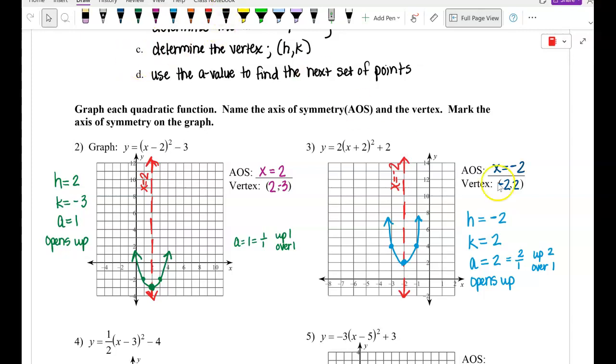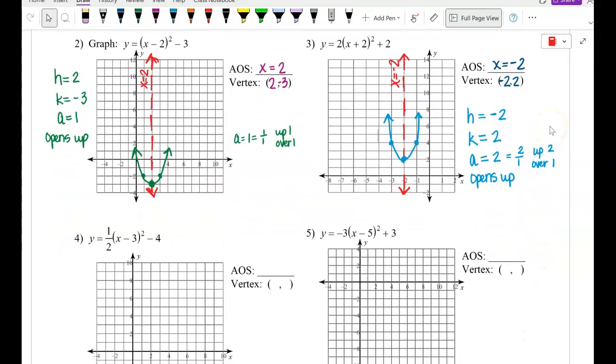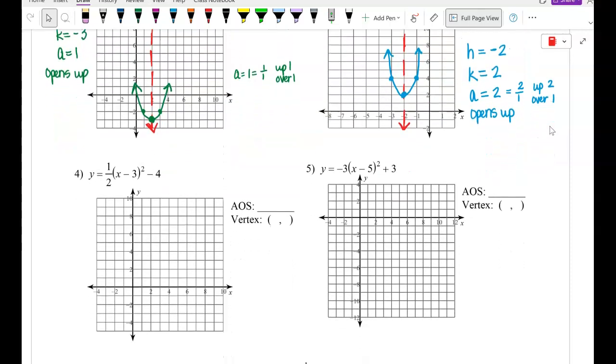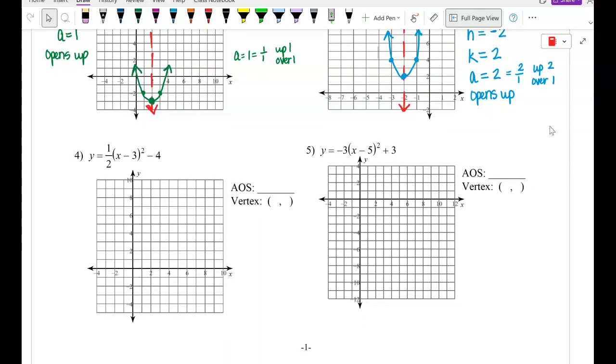Now, problem number 4, the graph is scaled more like problem number 2, so you are going to be able to see the effect that A has on the function a little bit better because of the scaling of the graph. So number 4, we have y equals 1/2 times the quantity x minus 3 squared minus 4. So again, we got to look at what is h, what is k, what is a. Those are the 3 values that are going to help us to graph this information.